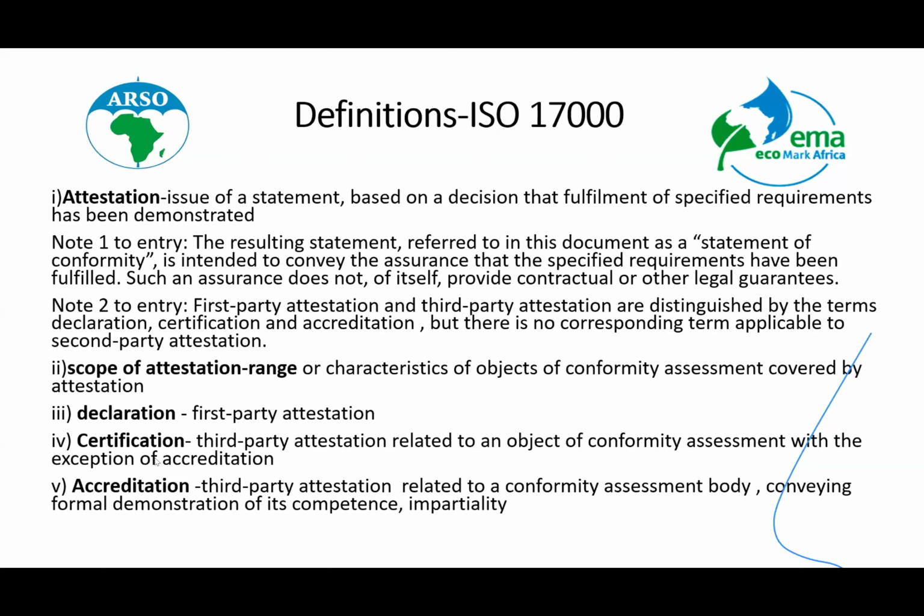Now that we are talking about certification, which is third-party attestation related to an object of conformity, this is a product or scope that you are dealing with. And then certification does not include accreditation. So certification is mainly given by certification bodies. Accreditation, which is third-party attestation related to a conformity assessment body, is given by an accreditation body. So the accreditation body will normally look at conformity assessment bodies, which include certification bodies, laboratories, and inspection bodies. All those types of bodies will undergo attestation. Third-party attestation will be given by an accreditation body.